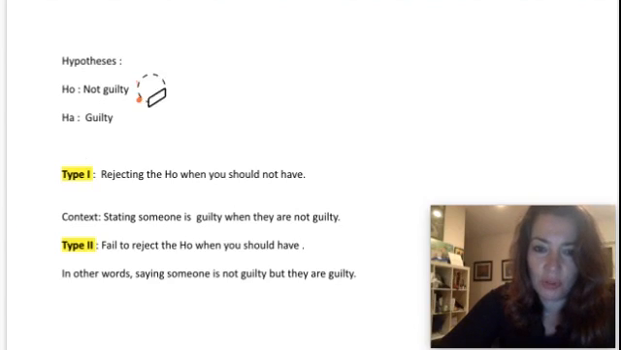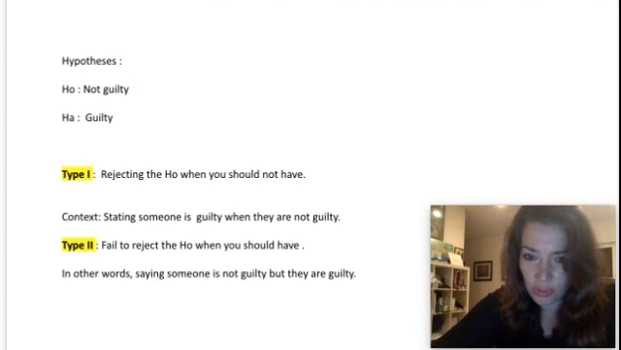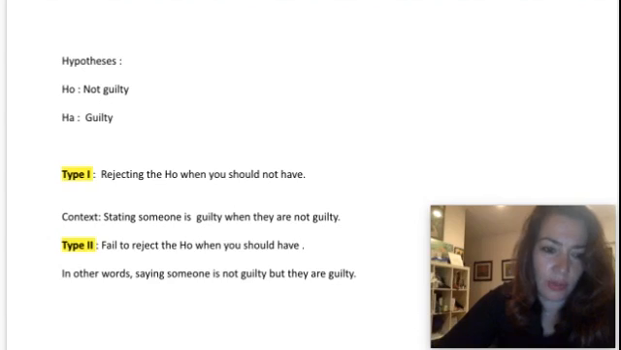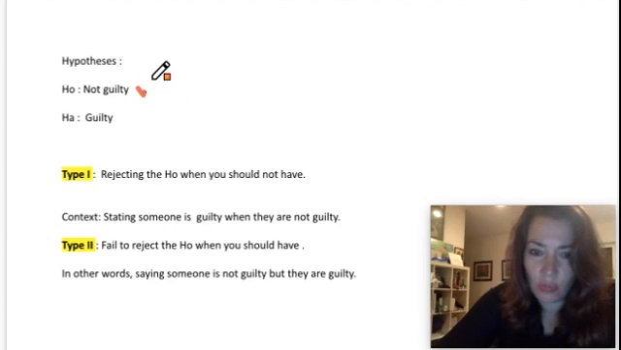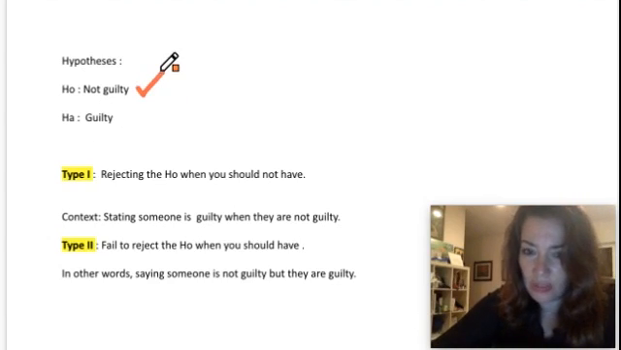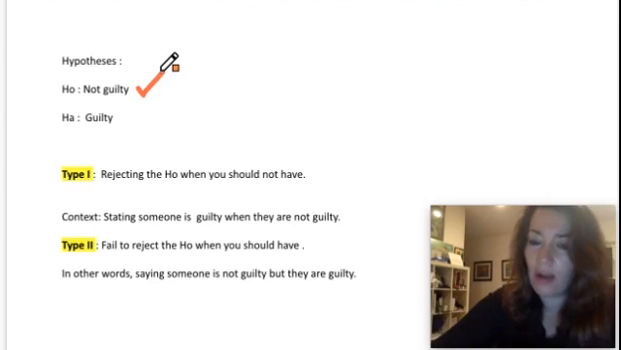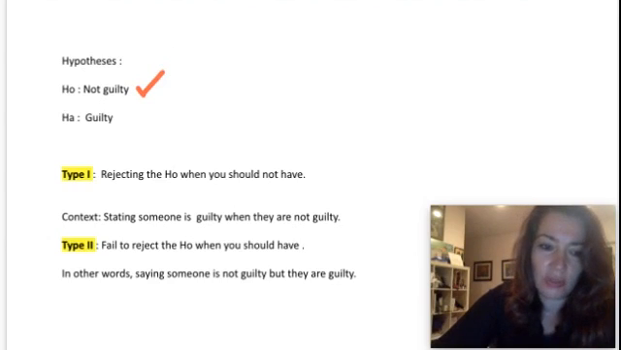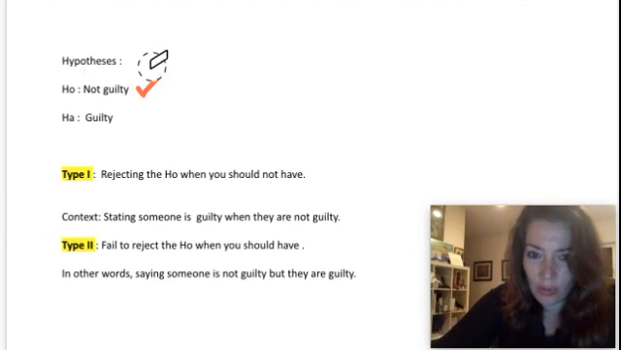A type 2 error happens when you fail to reject the null. In other words, you stick with the null hypothesis saying the person is not guilty, but in reality, they are guilty. So let's go ahead and look at what that would mean using a statistics example.